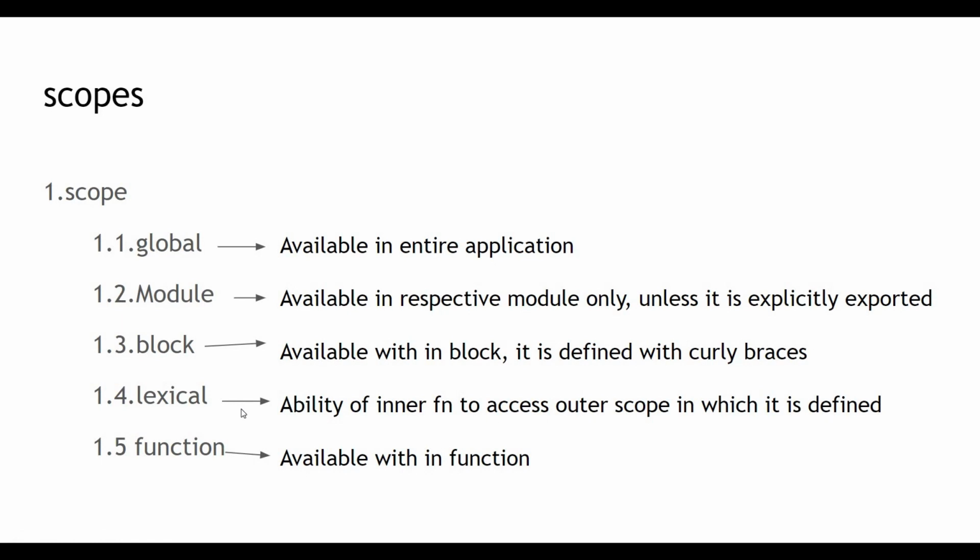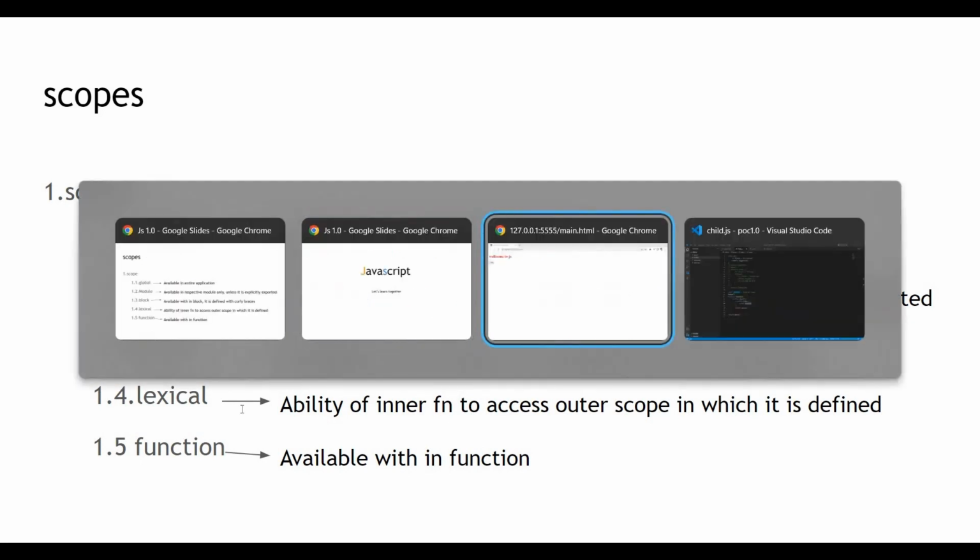So what is meant by lexical scope? The definition here is: the ability of an inner function to access the outer scope in which it is defined. Do you understand anything from this? So let's jump into the code.